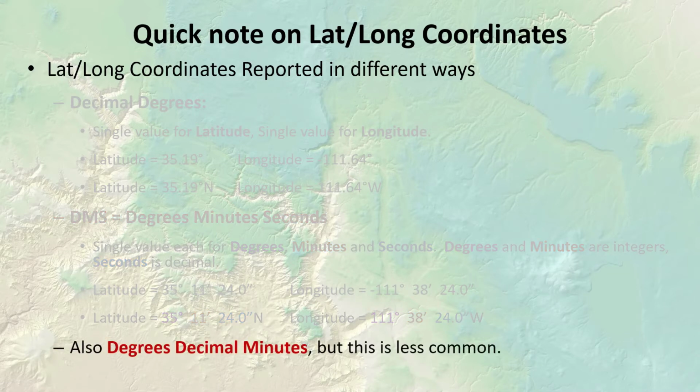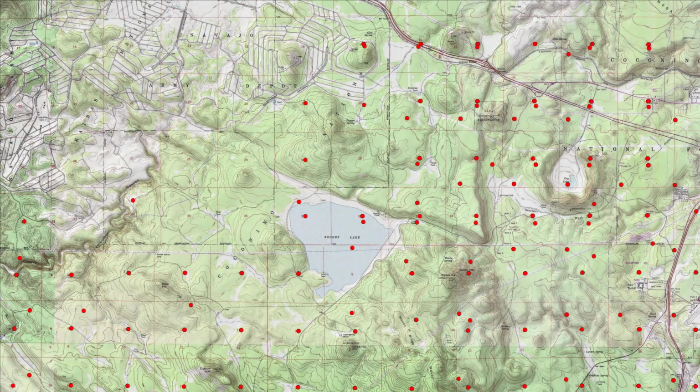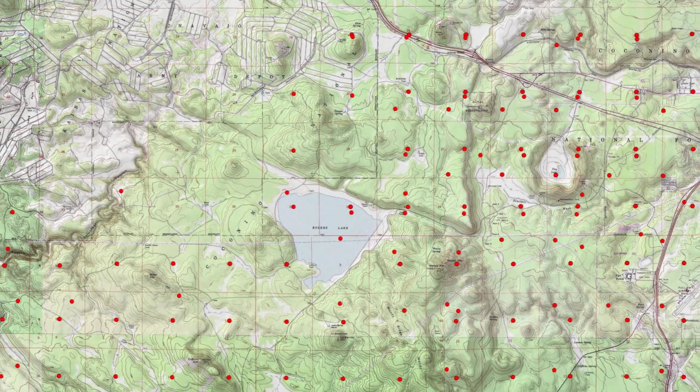A less common method is degrees decimal minutes. You don't see it too often. In fact, the only place I've ever seen it is in fire reports, where those folks who are sitting up in the fire towers watching for fires have historically reported coordinates in degrees decimal minutes. Obviously, this would be an integer for degrees, and then the minutes have a decimal value. I don't know if they still record them this way, but historically they did, and you could really see the effects when you mapped them out.